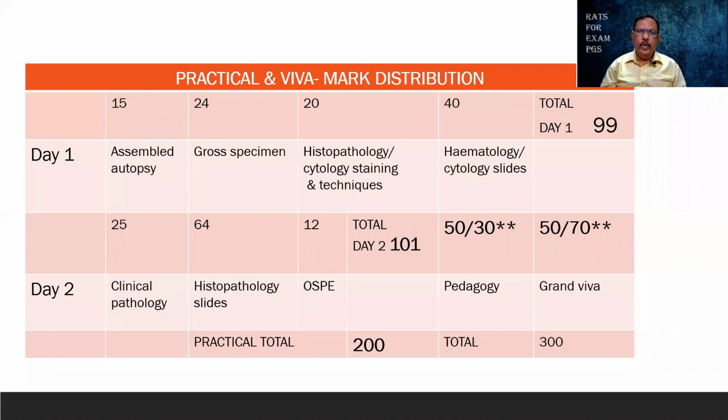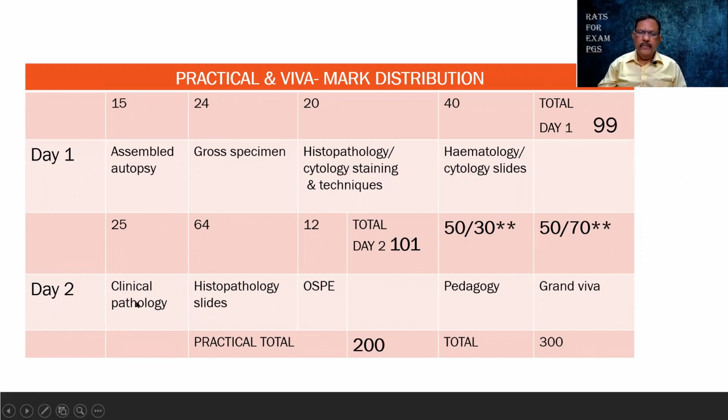This is a view of the mark distribution for the various exercises. This can be varied from center to center or from examiner to examiner. But overall, it can be a format. There shall be an assembled autopsy, gross specimen, histopathology and cytology staining techniques, sometimes histopathological techniques also. There can be haematology and cytology slides, all on day one. And this will be the total marks for it, the distribution of marks.